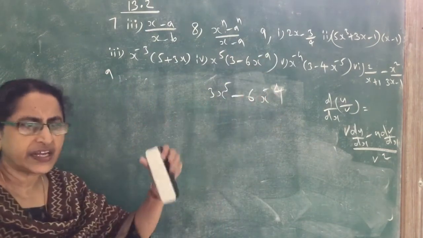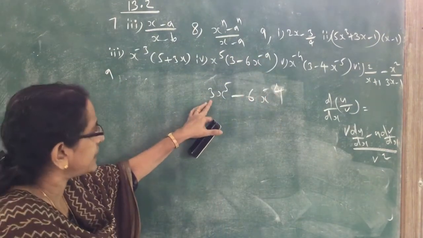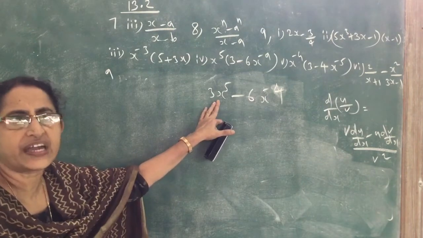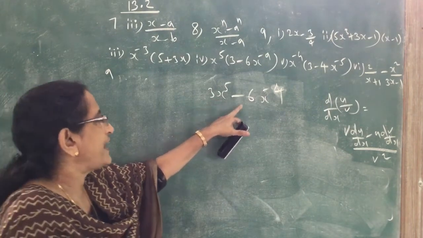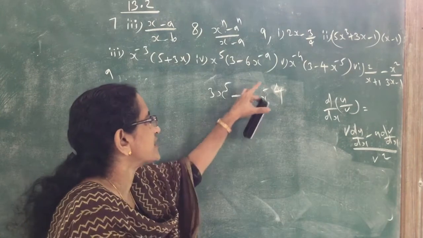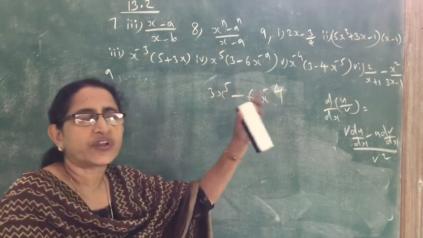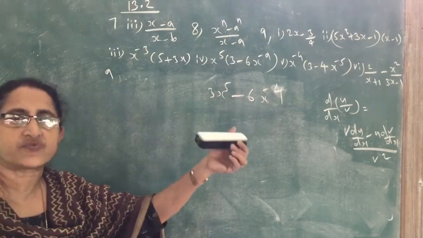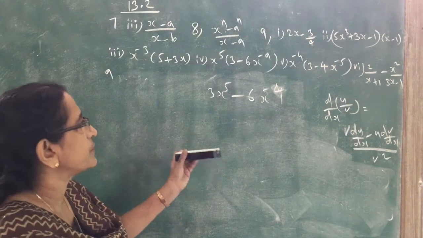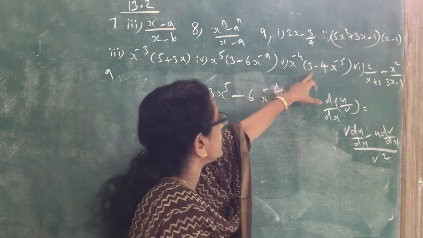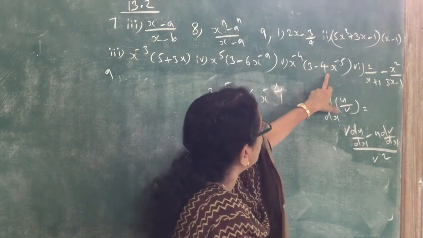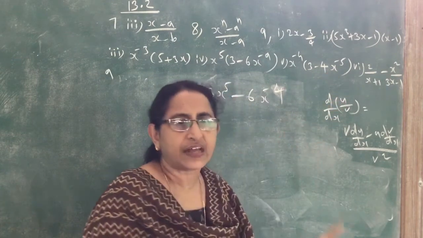Now we can find the derivative. 3 into the derivative of x raised to 5, that is 5 into x raised to 4. Minus 6 into the derivative of x raised to minus 4, that is minus 4 into x raised to minus 4 minus 1, that is minus 5. Like that you can find. Here also you can multiply, 3 into x raised to minus 4, and then we can find the derivative.